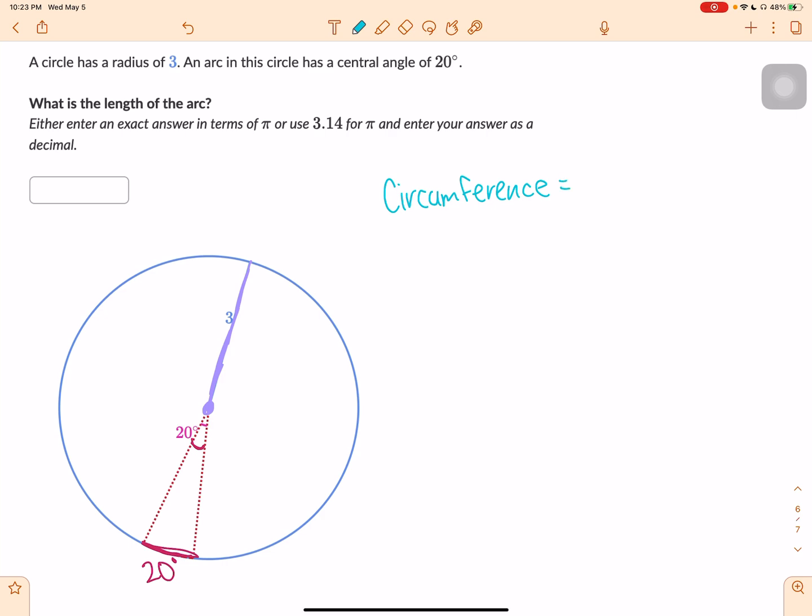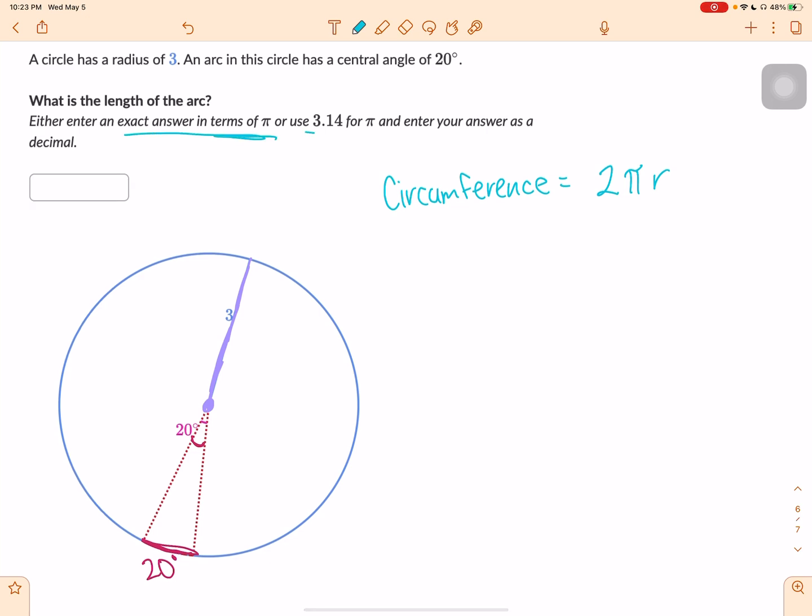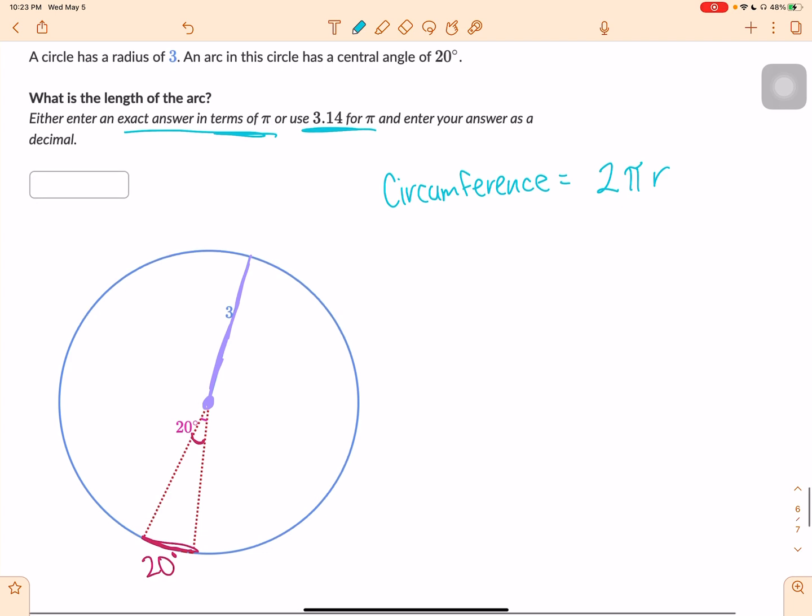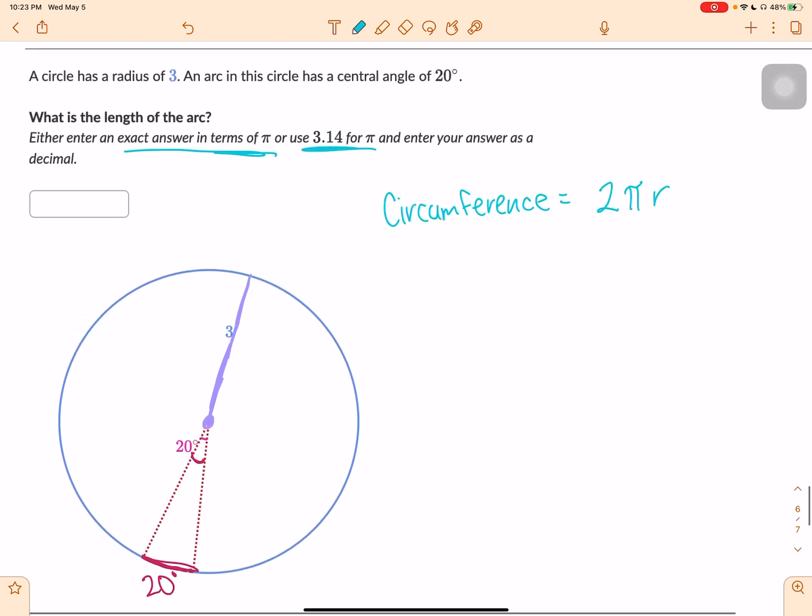The circumference of a circle is always 2 times pi times r. It says here that we can either leave our exact answer in terms of pi or use 3.14 for pi and enter our answer as a decimal. So it's totally up to you. I'll just go ahead and leave it in terms of pi, okay? So that means I'm just going to leave pi in my answer there. So here I know my radius is 3, so my circumference is going to be 2 times pi times 3. So my circumference is 6 pi. 2 times 3 is 6.